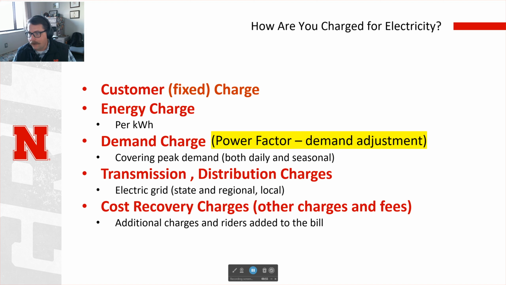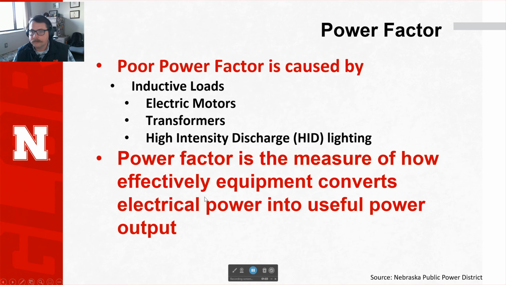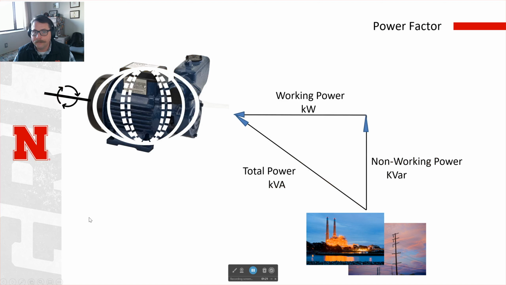Today we're going to talk about power factor, which is an adjustment to the demand. So they're going to increase the demand in order to cover poor power factor. Poor power factor is caused by inductive motors. This is electric motors, transformers, and high-intensity discharge lighting. So in this case for irrigation, it's those big electric motors that we're talking about. Power factor is a measure of how effectively the equipment converts that power into useful power output.